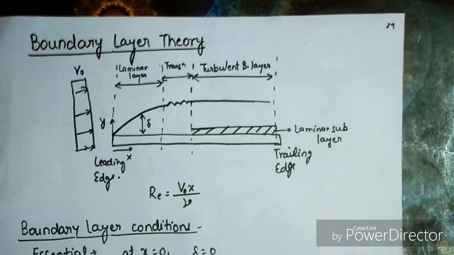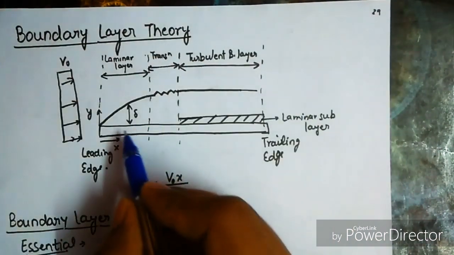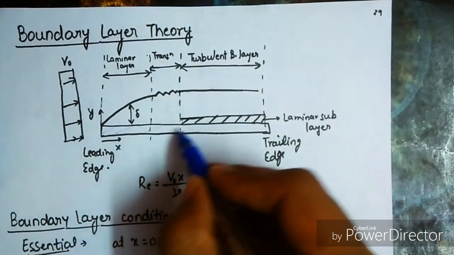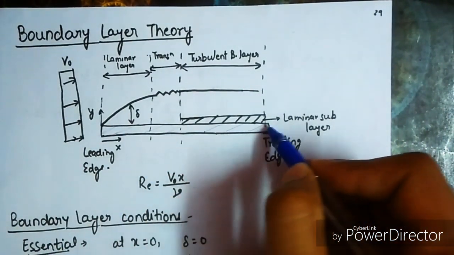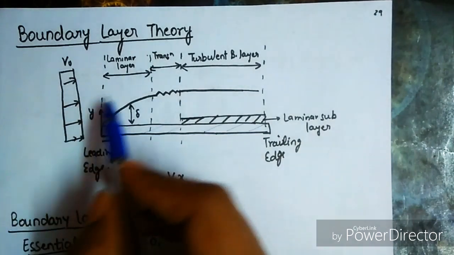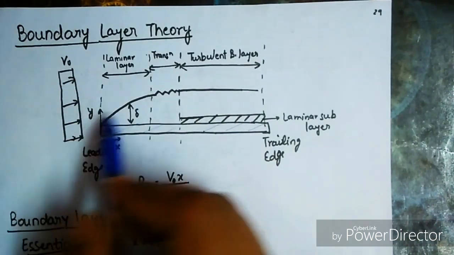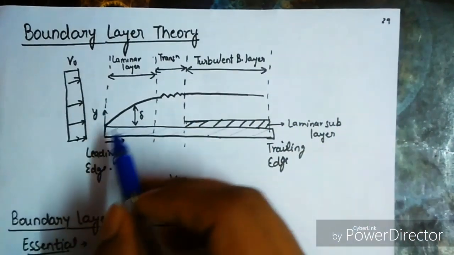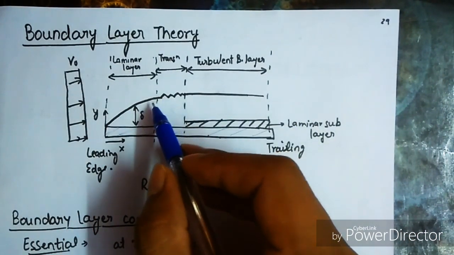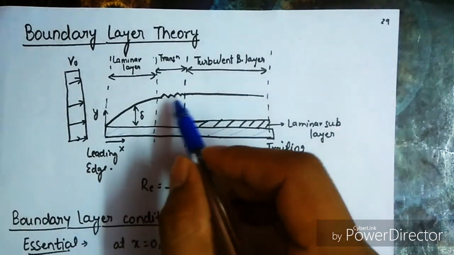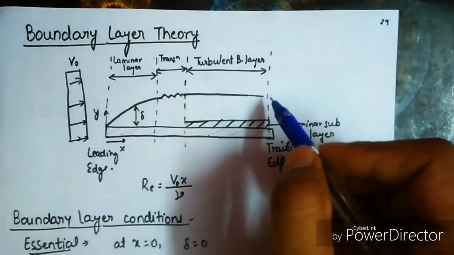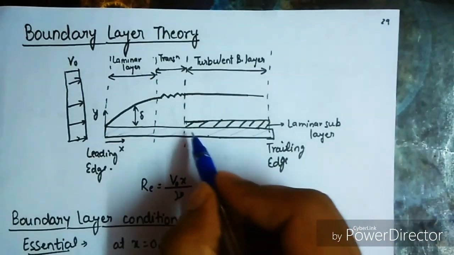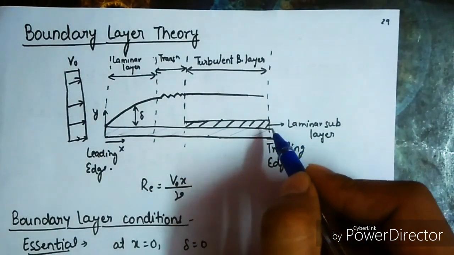Next topic is boundary layer theory. This is the plate kind of object inserted in the liquid, against the flow. If the velocity of flow is v naught, we can see a boundary layer is formed like this. This portion up to the transition is the laminar layer. After this we have transition and then the turbulent boundary layer. In the turbulent boundary layer we have the laminar sublayer, as we have seen earlier.